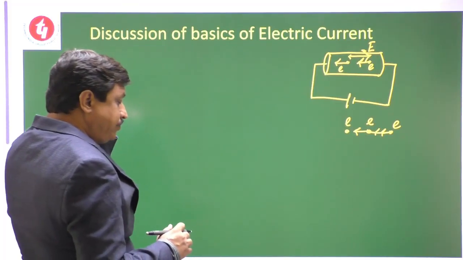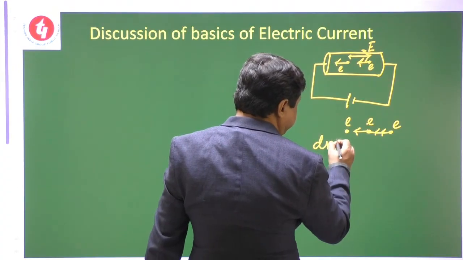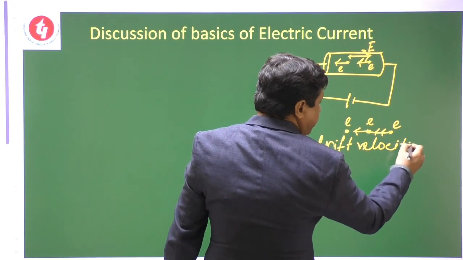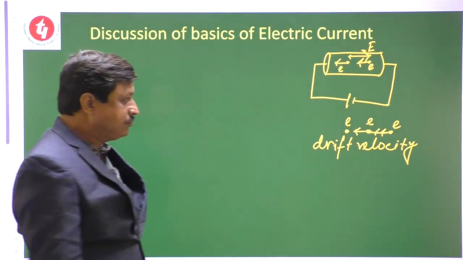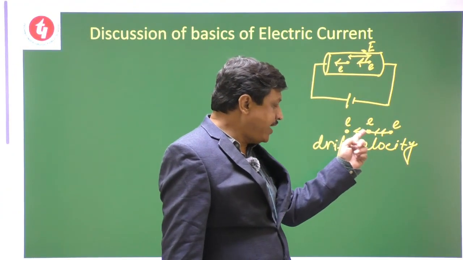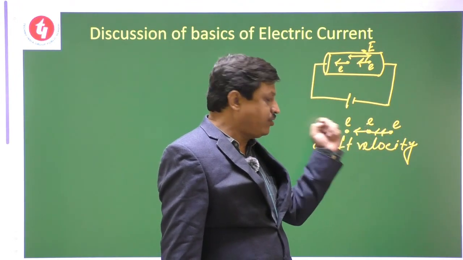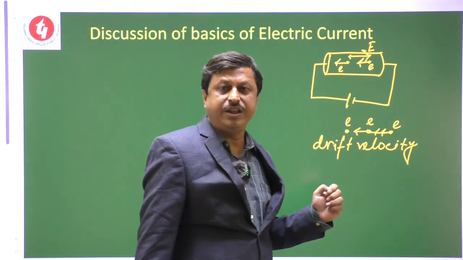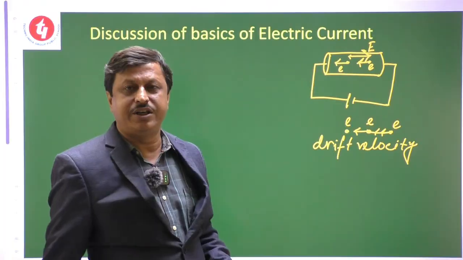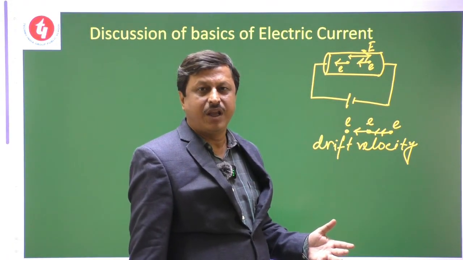This is basically accelerated motion. And here a term is drift velocity. What is drift velocity? Basically, drift velocity is the velocity achieved by the electron in between collisions. When this electron collides with that electron, the velocity achieved by the electron is called drift velocity.